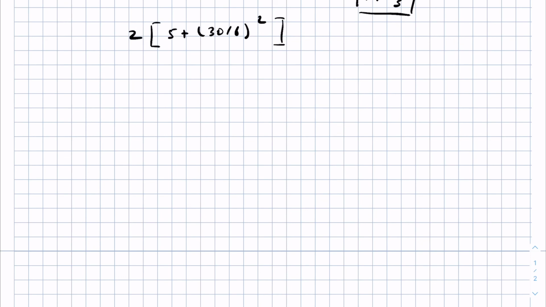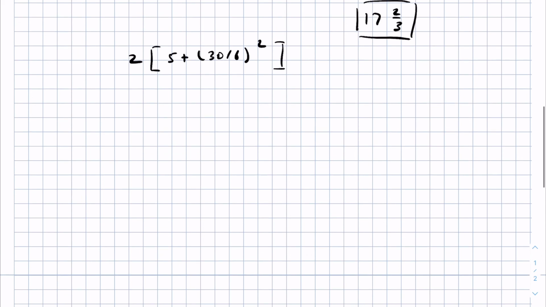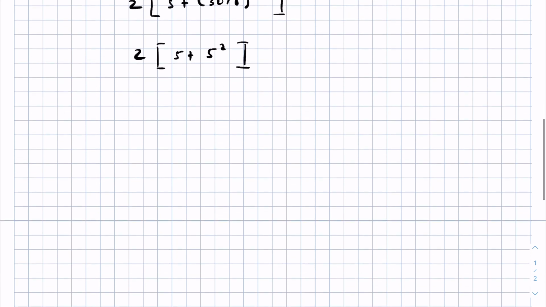Sometimes you may see outer brackets on expressions. These just signify that a parenthetical expression is inside another parenthetical expression. The first step in solving this equation is evaluating 30 divided by 6, which is 5. Now we need to evaluate the term 5 squared, which has an exponent. 5 squared evaluates to 25.